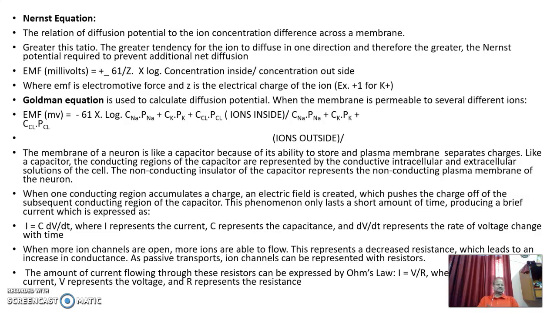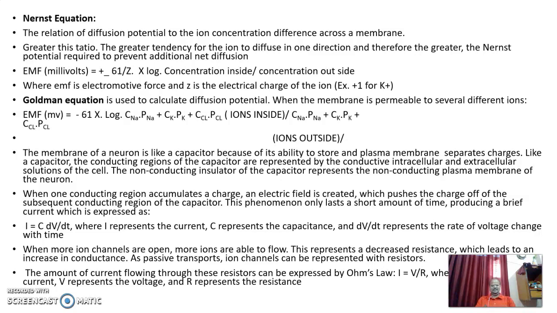When one conducting region accumulates charge, it pushes the charge to the subsequent conducting region, and this passes to the other one. This phenomenon occurs in a short amount of time, producing a brief current, expressed as I equal to C times the change in voltage over time. That is, how much difference occurs in voltage in that time duration.